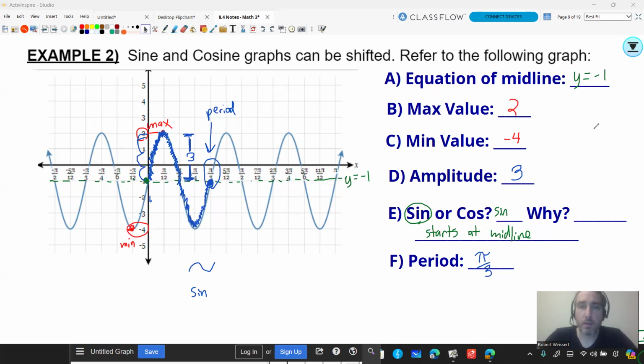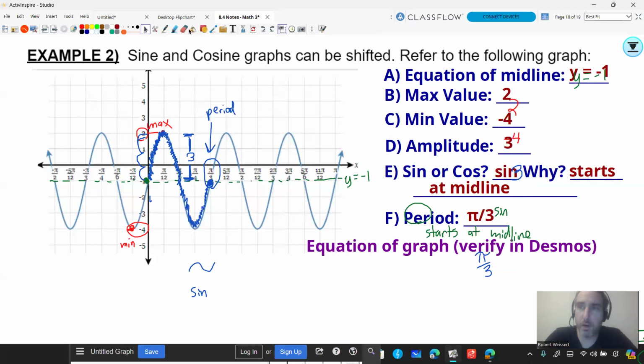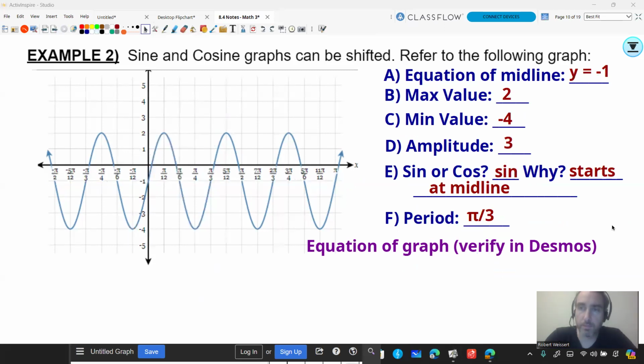Okay. Let's look at that from a Desmos point of view. So first you can write all this down here. I'm going to clear all this annotation off so we can see it on the graph. All right, so to get that equation of the graph, we can play around with it in Desmos, but let's first identify your givens, okay?